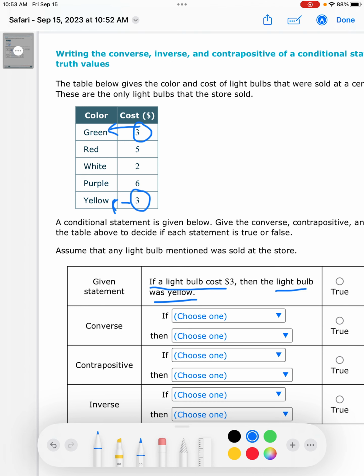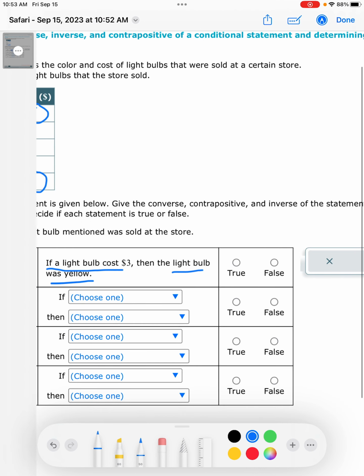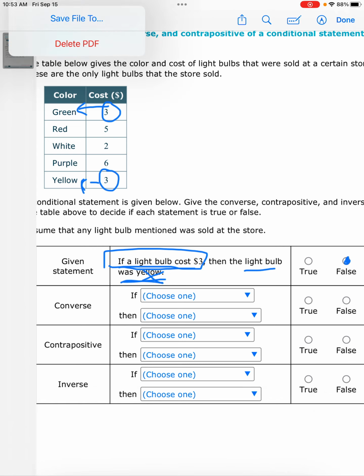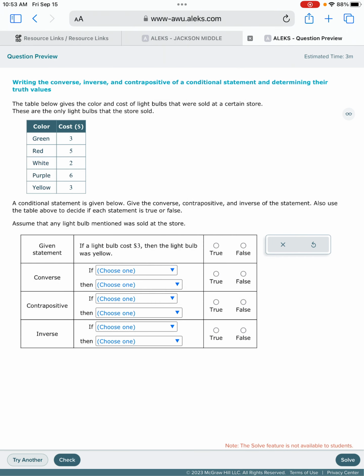So we would go over and say, well, this is false because I made the if happen, right? I found a light bulb that was $3. However, they're not always yellow. They're only sometimes yellow, right? They should have said the light bulb will be green or yellow. Then they would have had a true statement, right? But because they only put one, it doesn't work. Cool. So we would go back to our assignment and we'd say that one is false. Simple as that. And then you go through and you say, okay, I want to do it for the converse now.